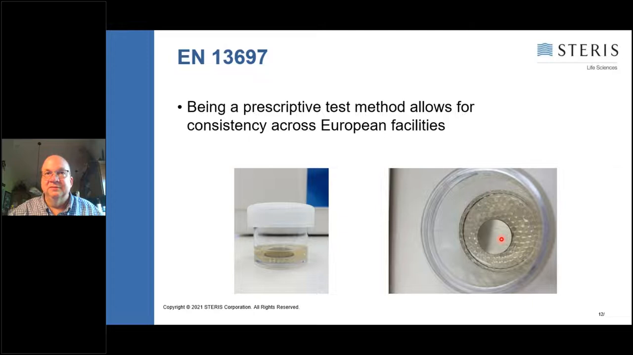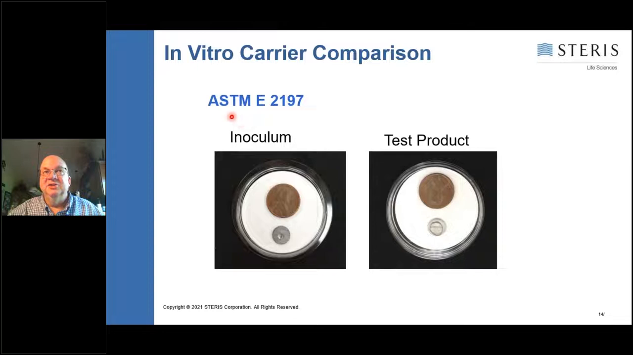The U.S. method, it's also very common in the industry. That's ASTM E2197-17. We use the little 1 centimeter coupon here. We add 10 microliters of microorganism. We dry it and desiccate it on there. Then we add 50 microliters of disinfectant solution. And then we have a recovery step where we have vortexing and sonication. And then we will do plating and enumeration for the recovery step.